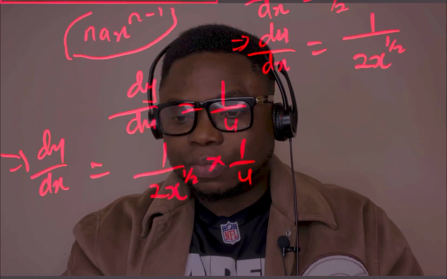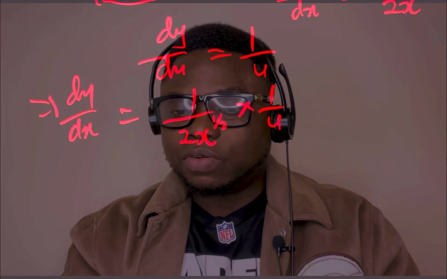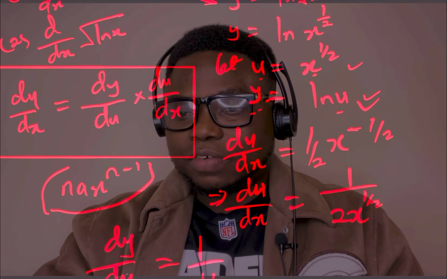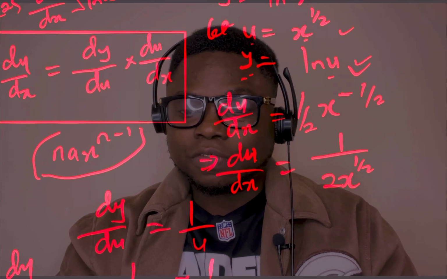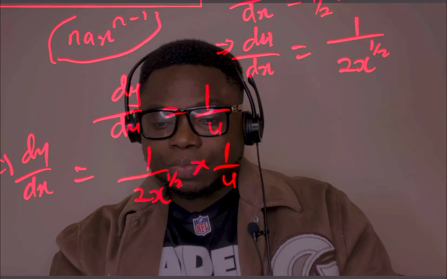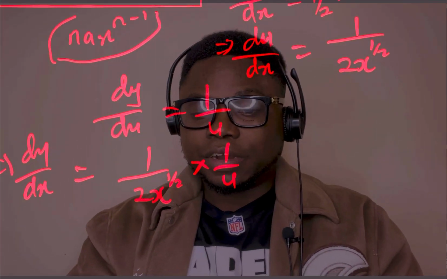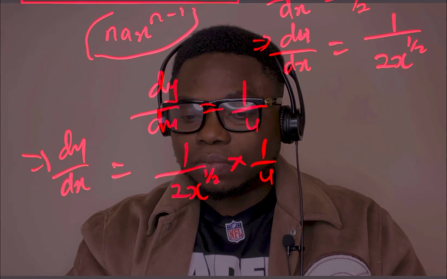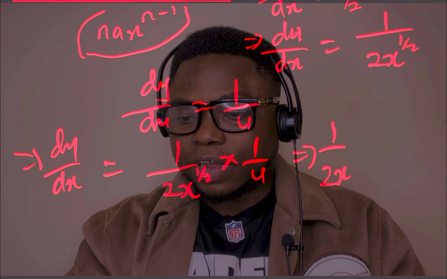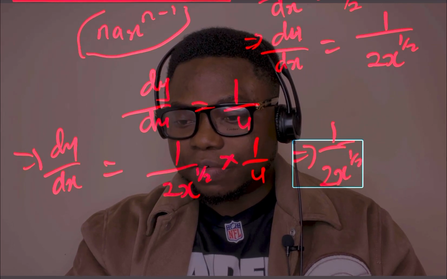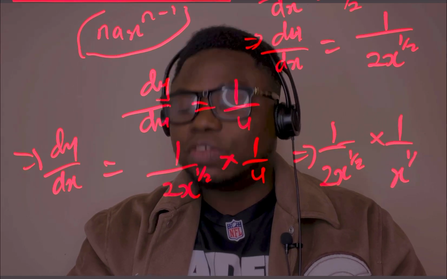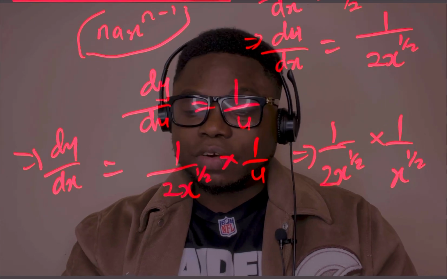So this is going to be equal to, remember that u is, we replace x raised to the power of half with u. So in this case, I'm going to substitute u with x raised to the power of half, and that's going to give me 1 over 2 x raised to the power of half, times 1 over x raised to the power of half, because u is the same thing as x raised to the power of half.